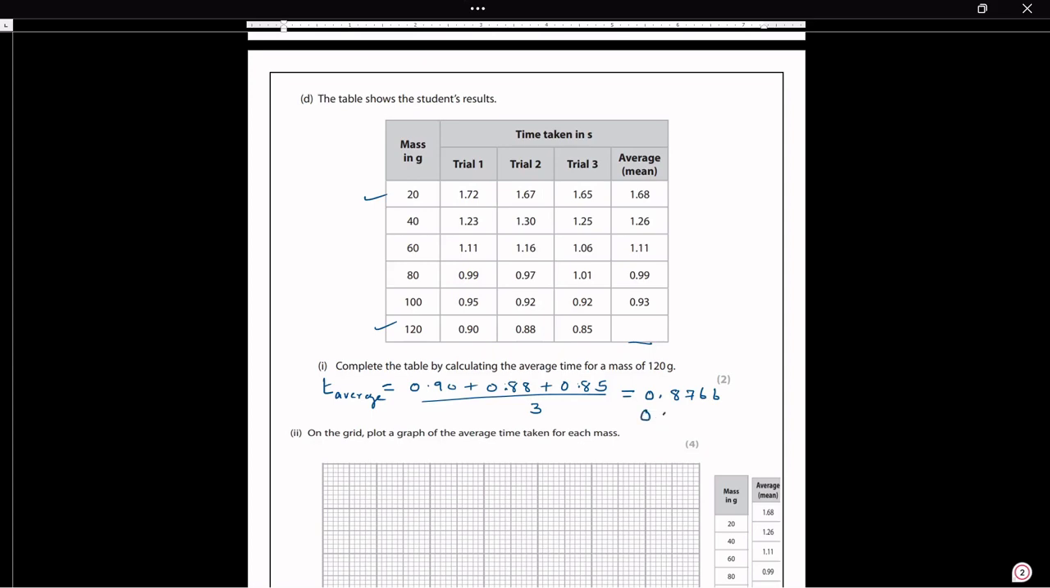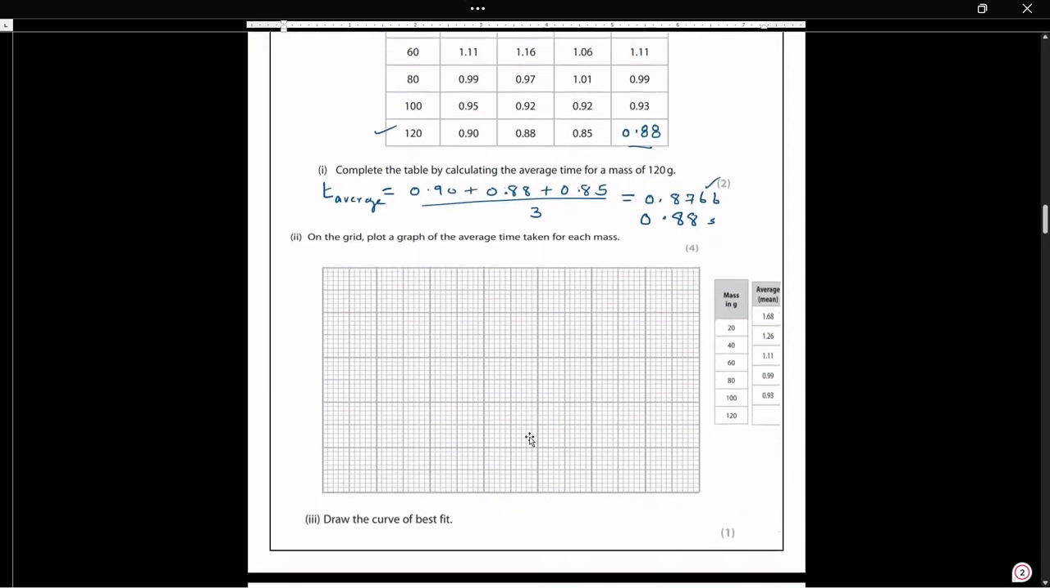As you see here, some values are two significant figures, some are three. So the maximum it can go up to is two significant figures. It will be 8, 7, and the next one is 6, so rounding up gives 0.88 seconds. Let us put that number here, 0.88 seconds. This is the average time.